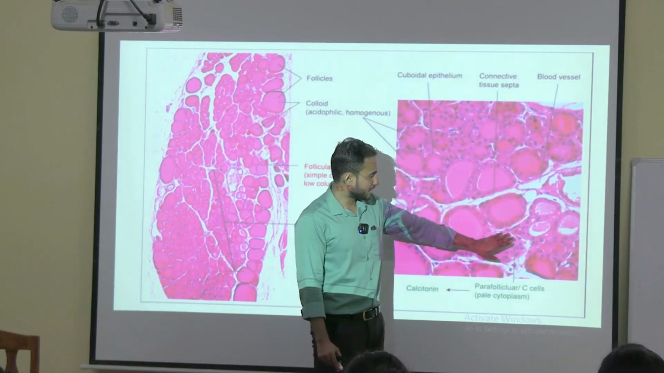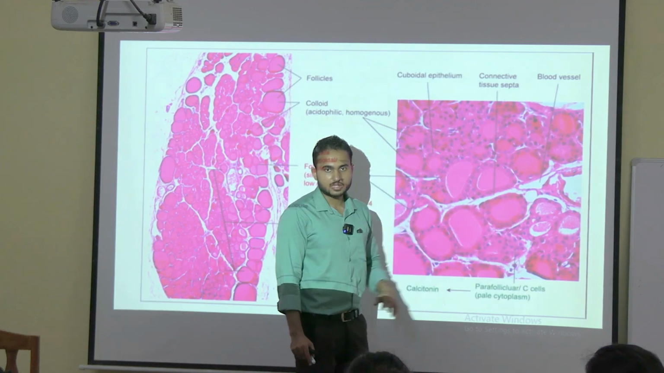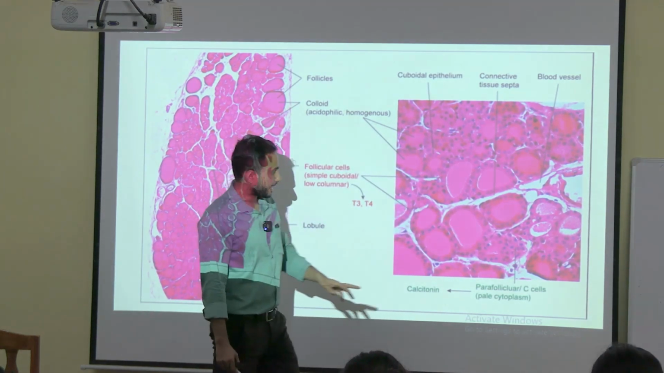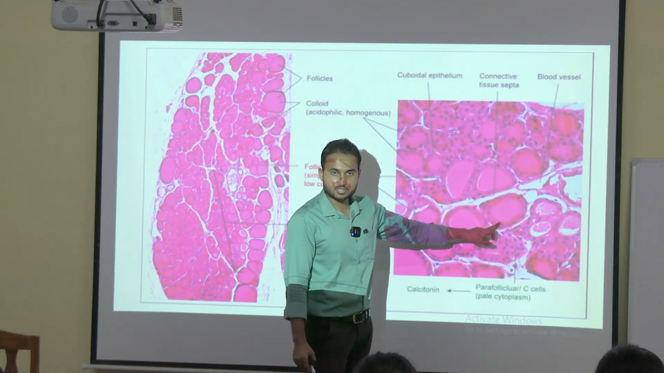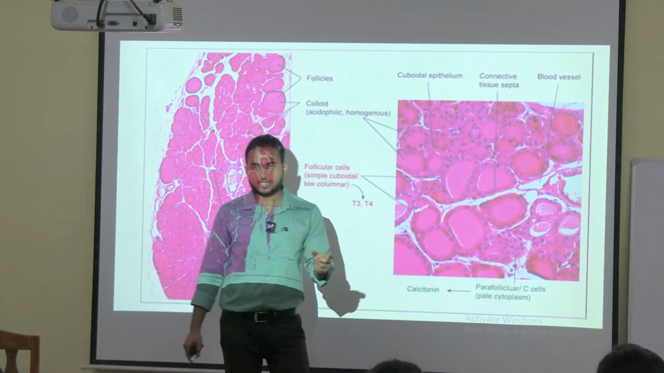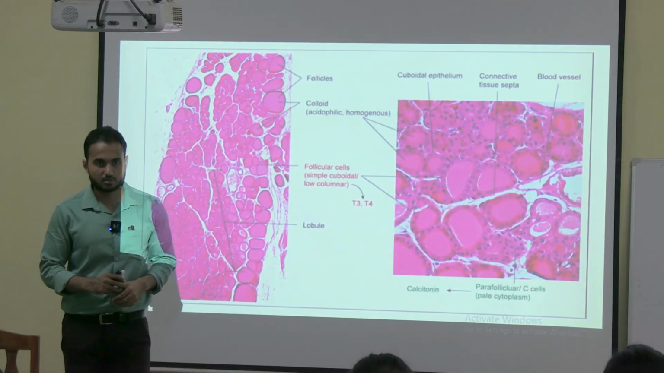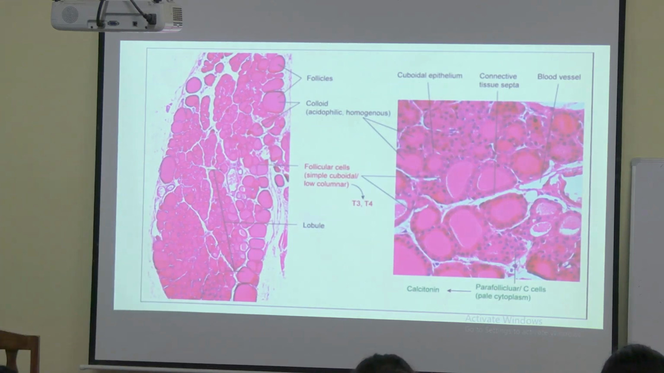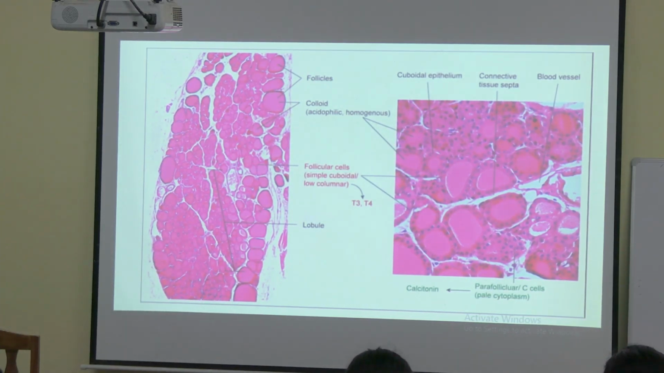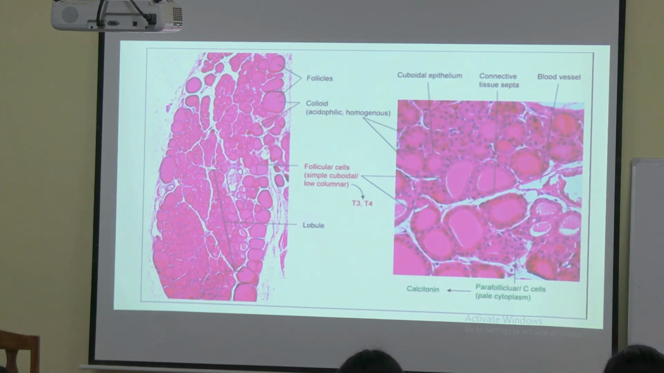Okay, so its cytoplasm will be pale staining. And the cytoplasm of the follicular cells is basophilic, or you can say darkly stained. So like this it can be easily differentiated. Okay, so I hope the thyroid gland is clear.